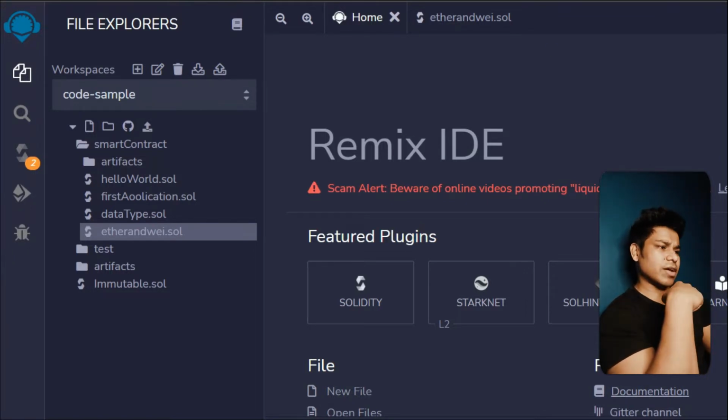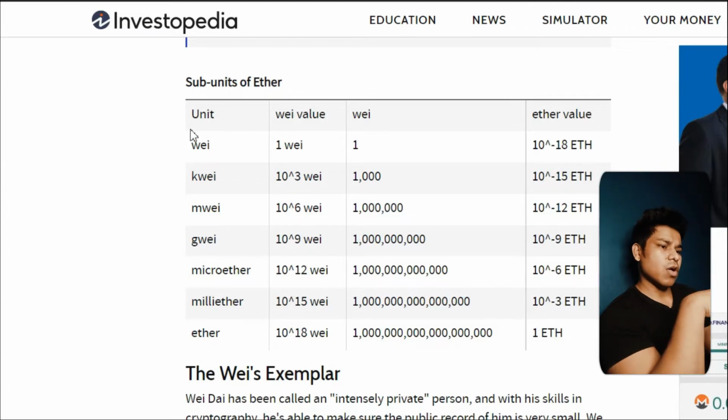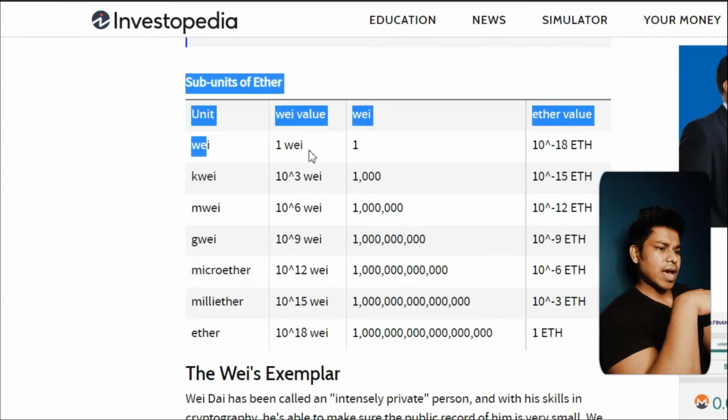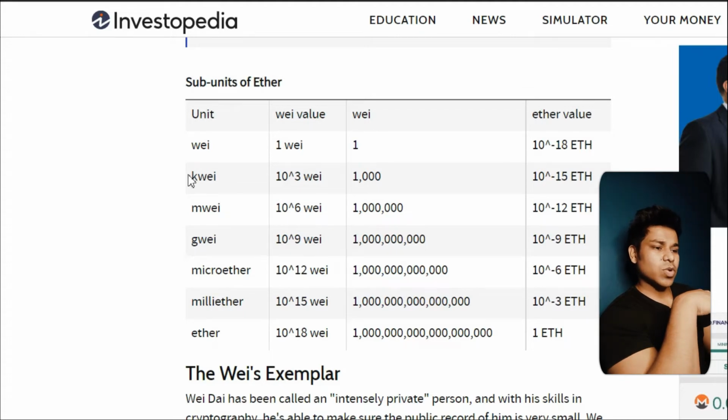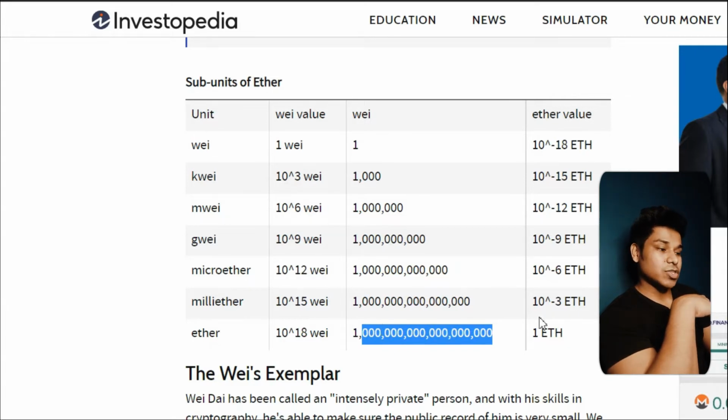Here I have a beautiful diagram which explains the entire conversion process of Wei to ether. Here is Wei, and 1 Wei is equal to 1. The second one is called Kwei, which is very hard to pronounce. It has 3 zeros, and the third one is Mwei, which has 6 zeros. The fourth one is Gwei. It has 9 zeros, then micro ether has 12 zeros, milli ether has 15 zeros, and finally ether contains 18 zeros. So if you want 1 ether, you have to have 1 plus 18 zeros, okay?